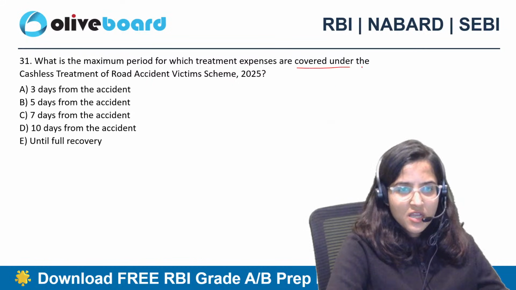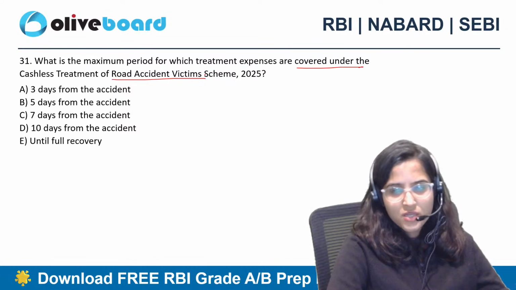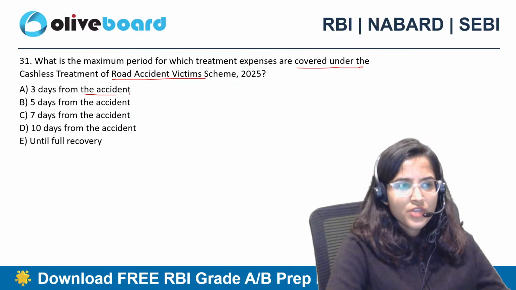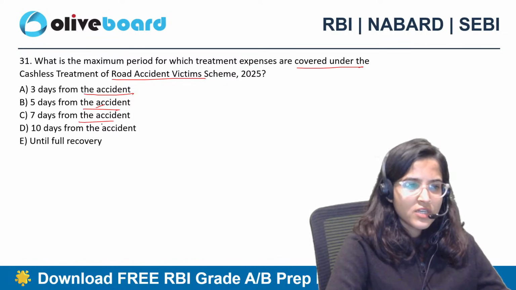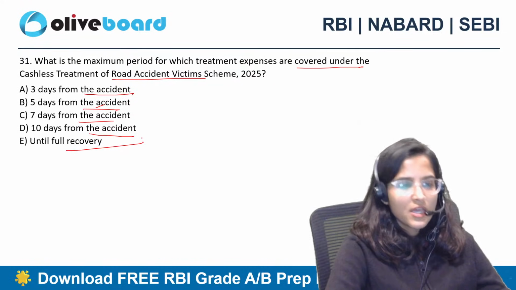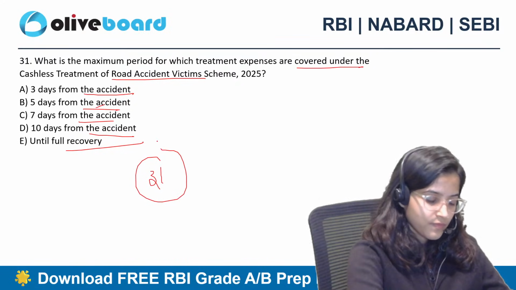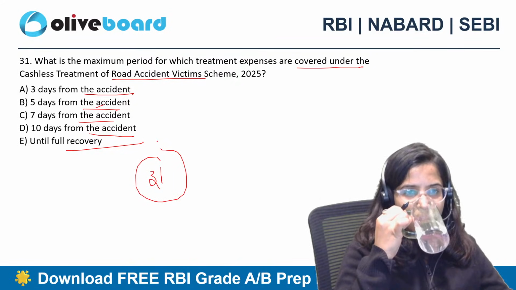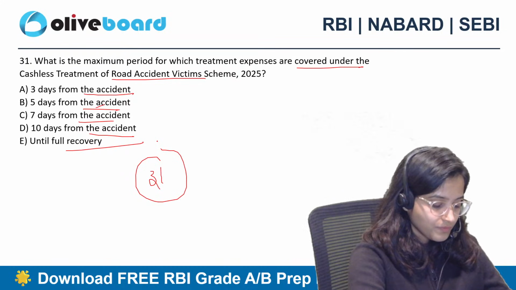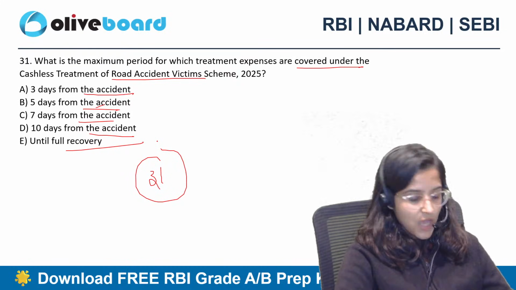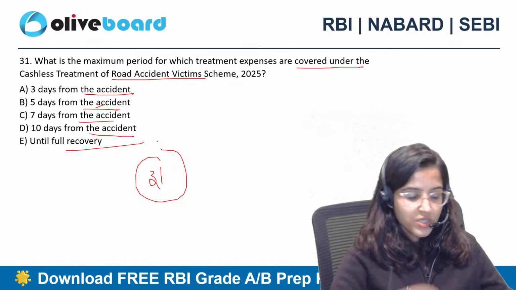What is the maximum period for which treatment expenses are covered under the cashless treatment of road accident victims scheme 2025? 3 days from the accident, 5 days, 7 days, 10 days from the accident, या फिर until full recovery? हाँ जी, 31st question, what is the answer?